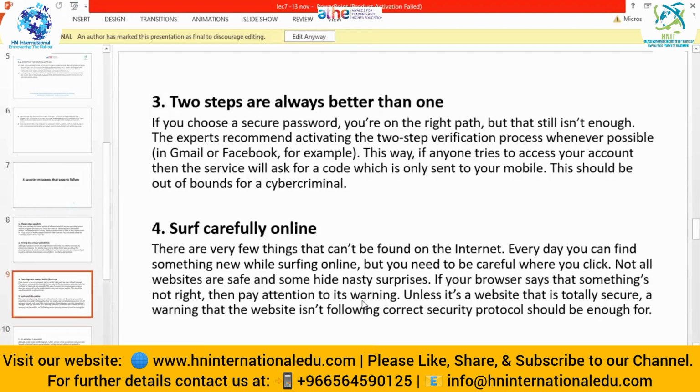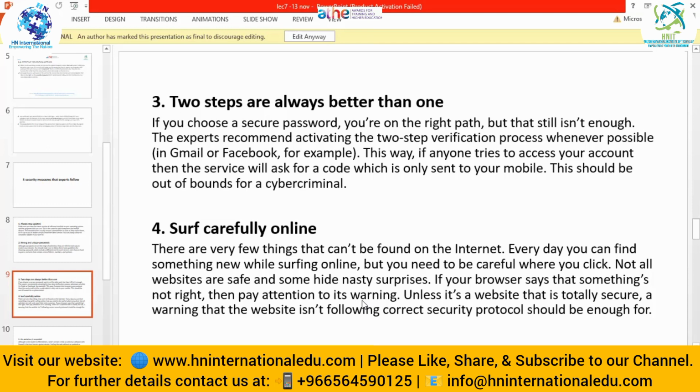Then there is: two steps are always better than one. The thing that I was talking about, that first of all, your software should have a strong password that is a mix of alphabets, numbers, alphanumerics, and the second step is a two-step verification. If you choose a secure password, then you are on the right path. But that still isn't enough.